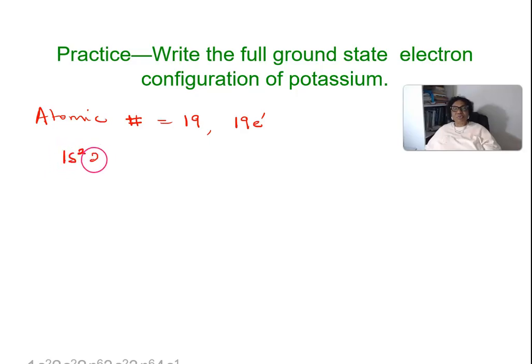So 1s2, 2s2, 2p6, 3s2. We have used how many? 10 already, 12. Then 3p6, then 4s1. So here we have 18, 19. So this is the ground state electronic configuration for potassium.